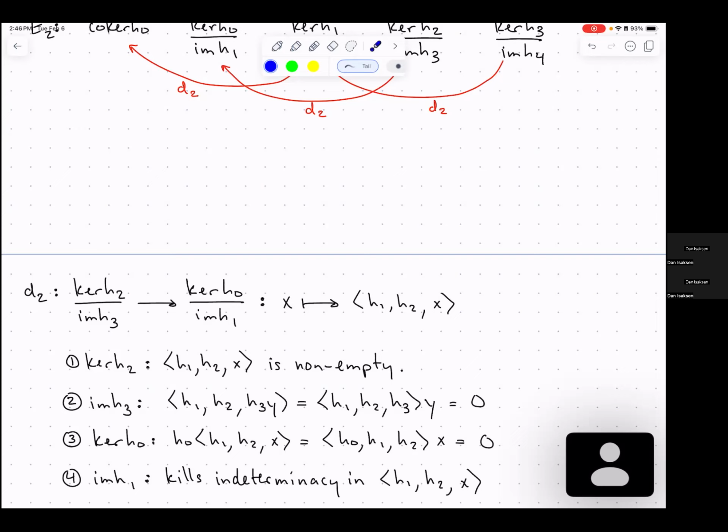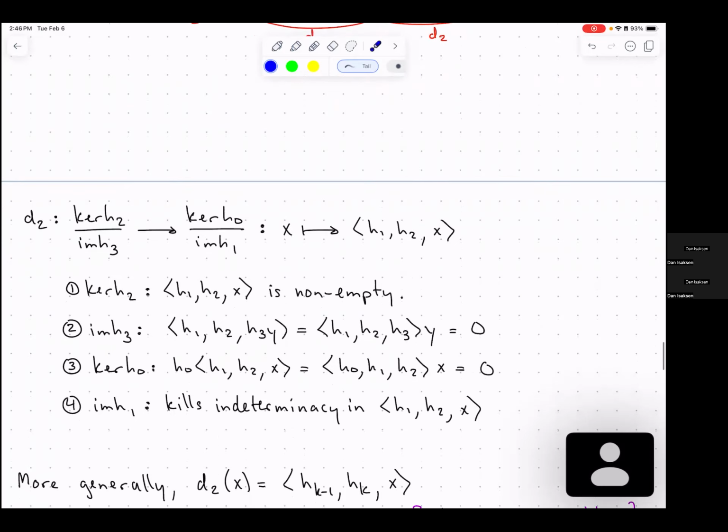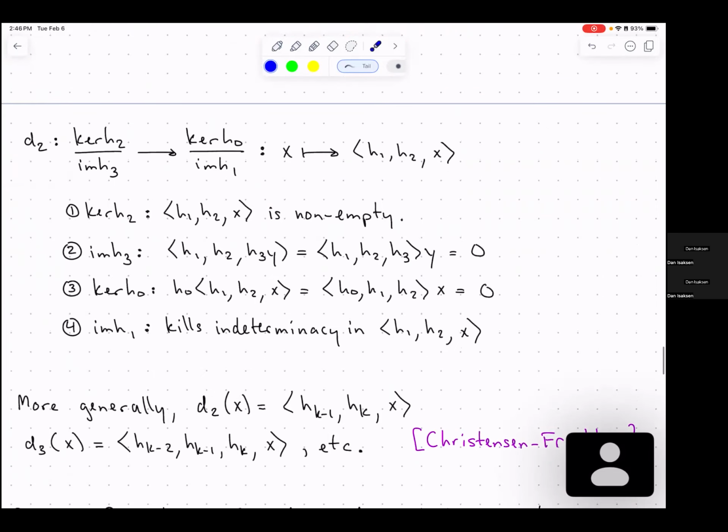Yep, exactly, right? And then, of course, more generally, I did it just for one case, but that's what's happening all along. And then you get to the higher ones, so the D2s are in terms of threefold Massey products. And then you can get to the higher ones. The D3s are in terms of fourfold Massey products, and so on and so forth.